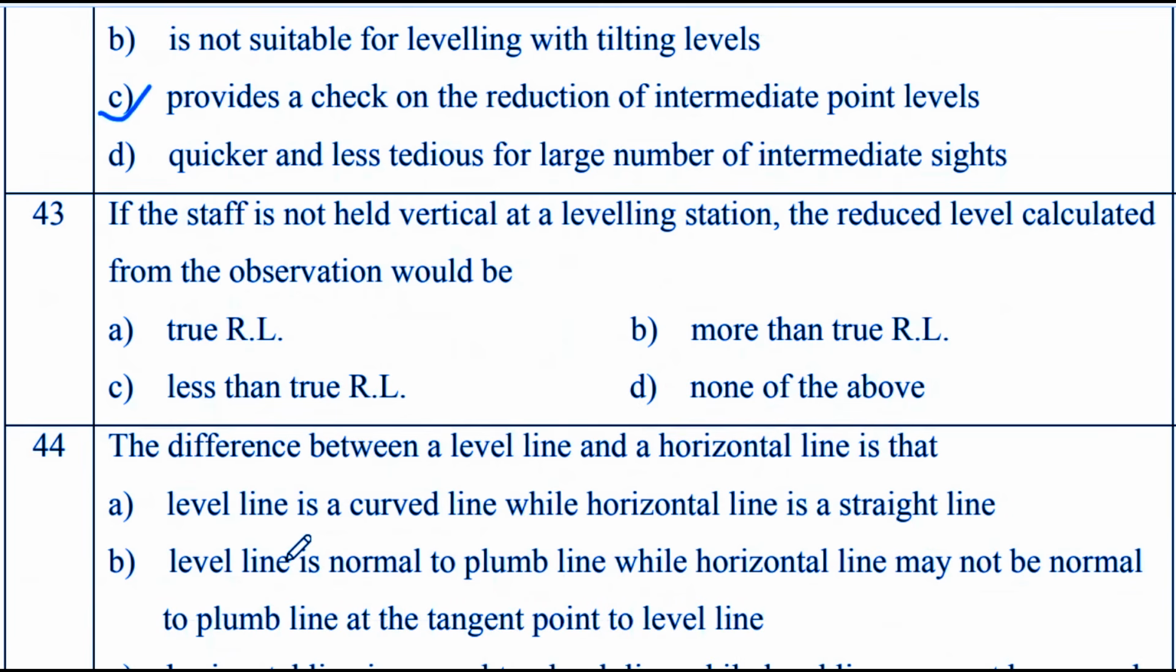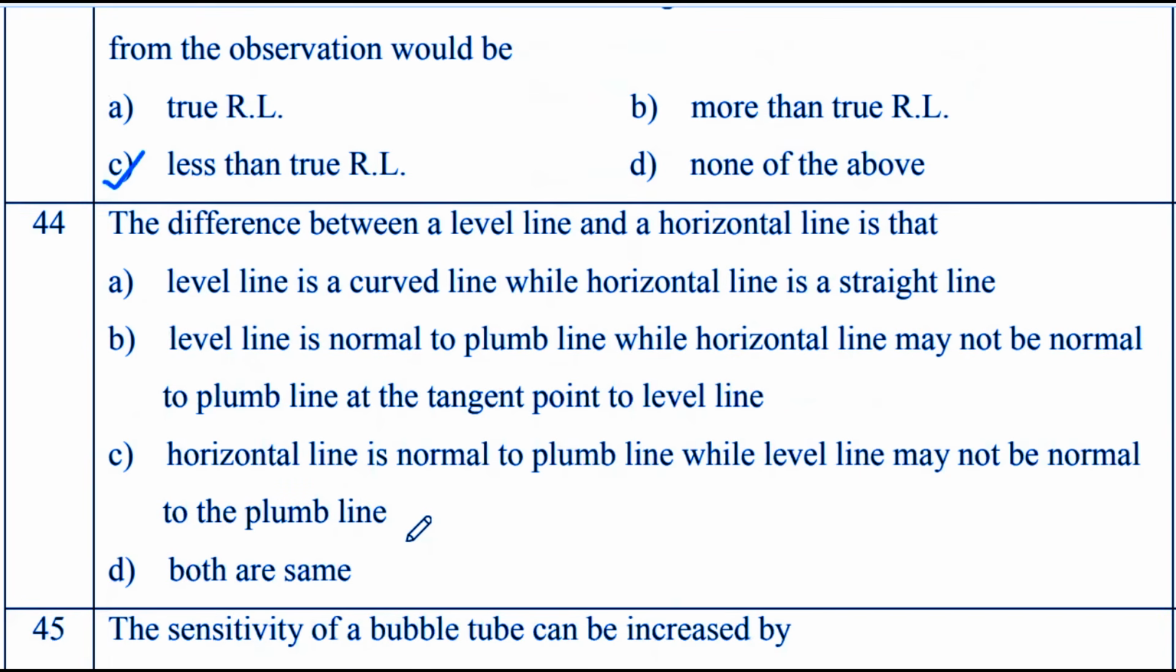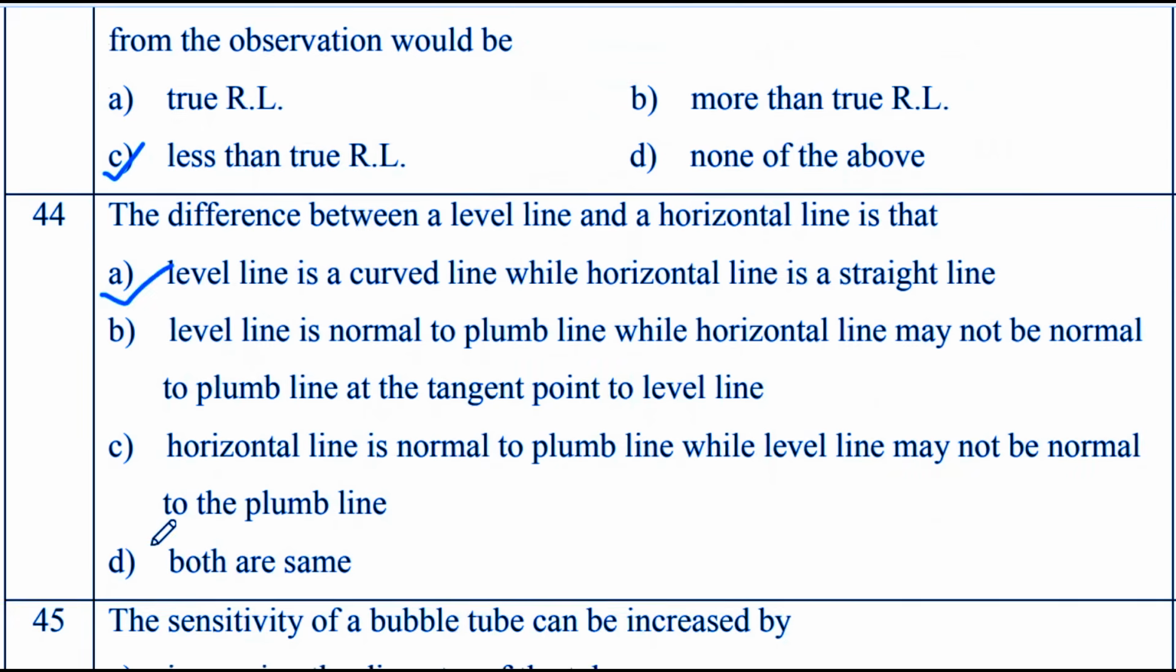If the staff is not held vertically at a leveling station, the reduced level calculated by the observer would be, and this is important, less than the true reduced level. The major difference between a level line and a horizontal line is that the level line is a curved line while a horizontal line is a straight line.